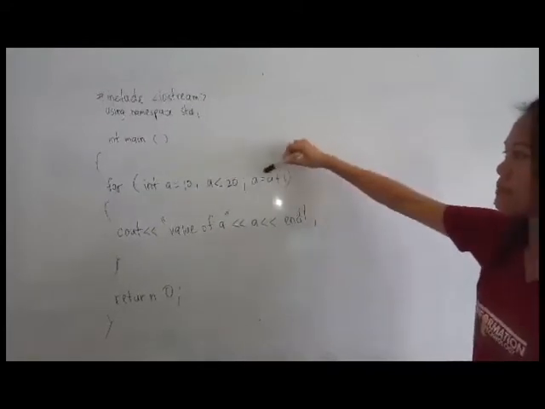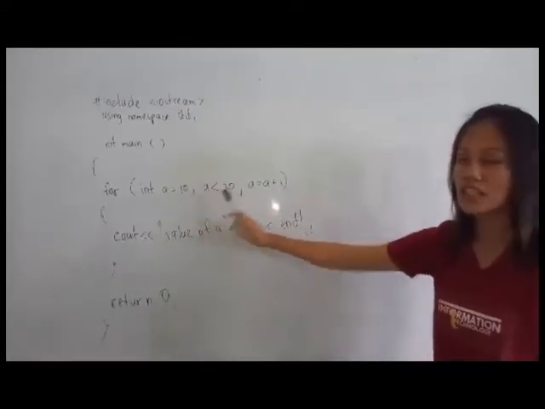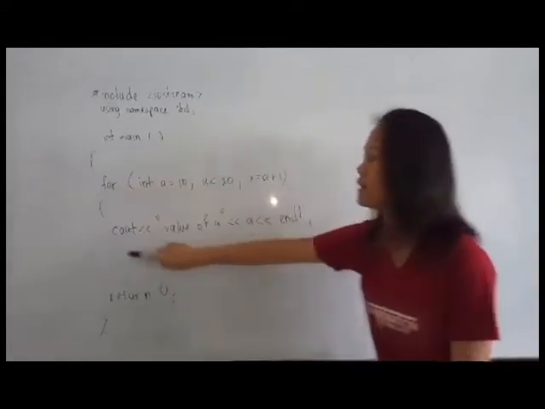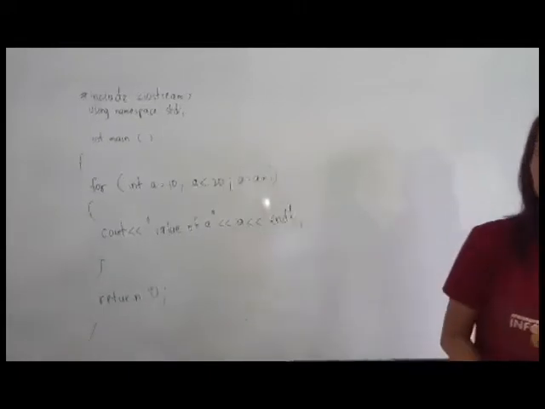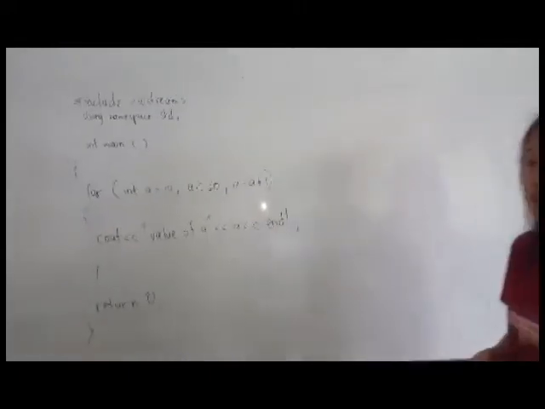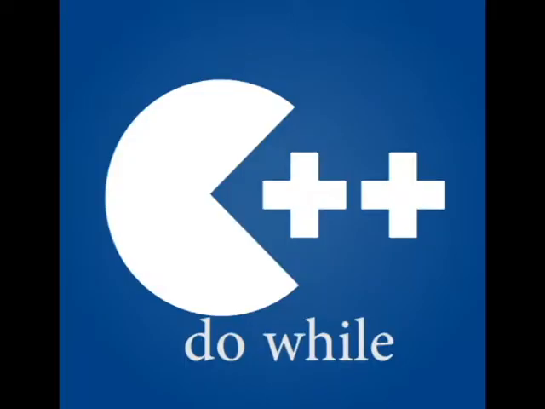The value of a is 10. Incrementing, 10 plus 1 is 11. 11 is less than 20, so it will display the value of a is 11, and so on and so forth. As long as the condition is true, it will execute the statement.